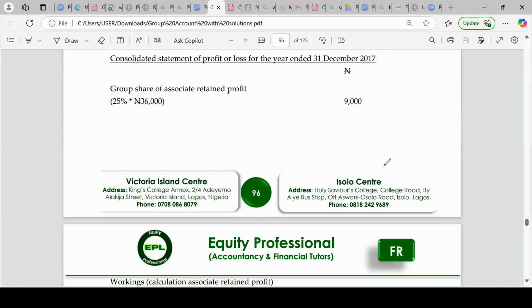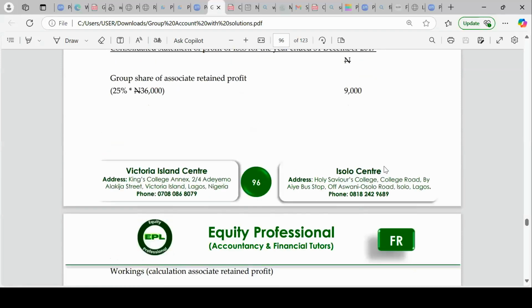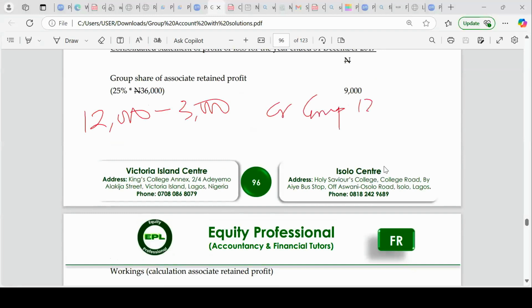So the group share of return is this 9,000, and we all know how this 9,000 came to be. We had accrued 12,000 before, and then we received 3,000. So it's as good as saying I would have credited group retained earnings with 12,000. Then in accounting for the 3,000 that we have also received, we also now take out that 3,000 here. And that will give us 9.